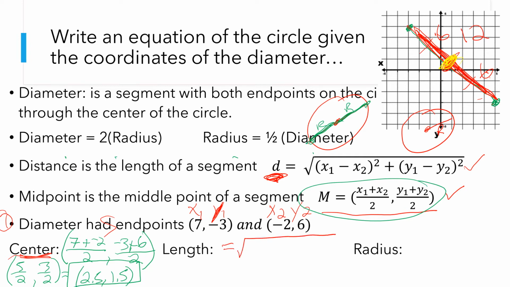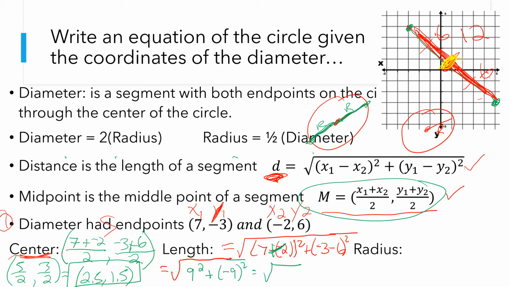It's going to be the square root of x1 minus x2. So it's going to be 7 minus a -2 squared plus -3 minus 6 squared. I'm going to skip a couple steps just because of lack of space here, but square root. So minus a minus becomes a plus. So we end up with 7 plus 2. So that's going to be 9 squared. Plus. Second group, we get -3 minus 6. That's going to be -9 squared.